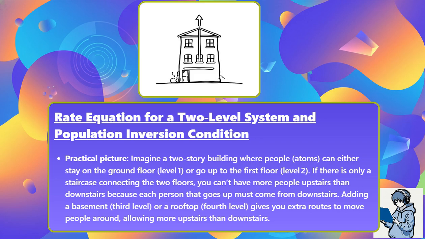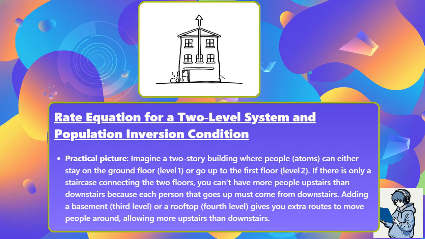Practical picture: imagine a two-story building where people (atoms) can either stay on the ground floor, level 1, or go up to the first floor, level 2. If there is only a staircase connecting the two floors, you cannot have more people upstairs than downstairs because each person that goes up must come from downstairs.